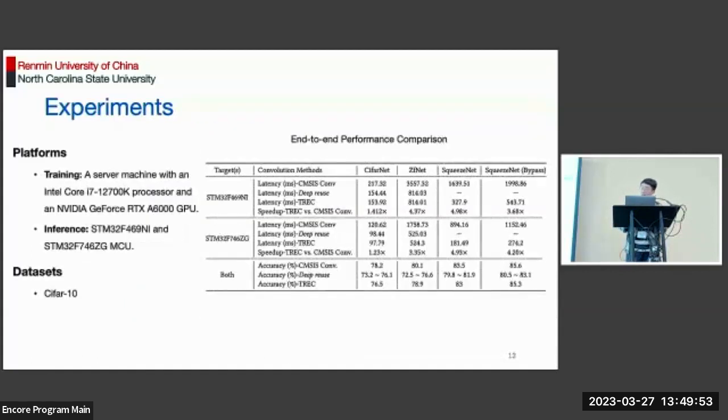As for the experiments, we use 3 different platforms: one is a robust machine as a server for training, and 2 low-end microcontroller devices for inference. We evaluate our solution by applying it to 3 popular DNN networks: CifarNet, ZFNet, and SqueezeNet. We conduct experiments on 2 microcontroller models. One is from the STM32F4 series, and one is categorized in the STM32F7 series.